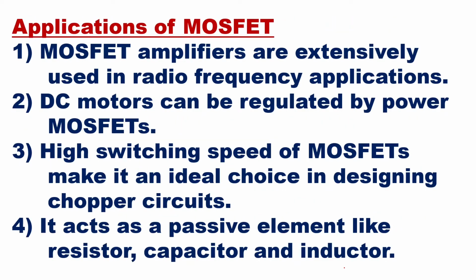Now, there are many applications of MOSFET, but the important ones are MOSFET amplifiers. You can make amplifiers using MOSFET, which are extensively used in radio frequency applications, that is RF. Second, DC motors can be regulated by power MOSFETs. Third, a very important thing: the high switching speed of MOSFET makes it an ideal choice in designing chopper circuits, where switching on and off is important. Fourth, it can also act as a passive component like a resistor, capacitor, or inductor.